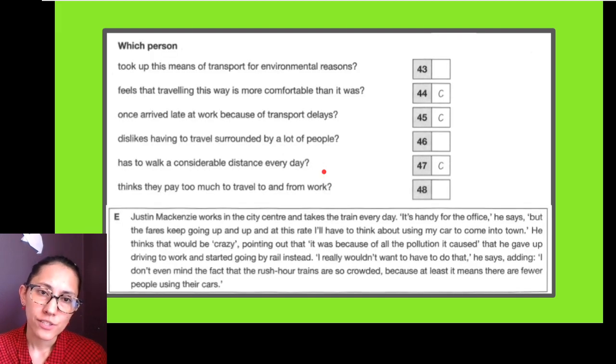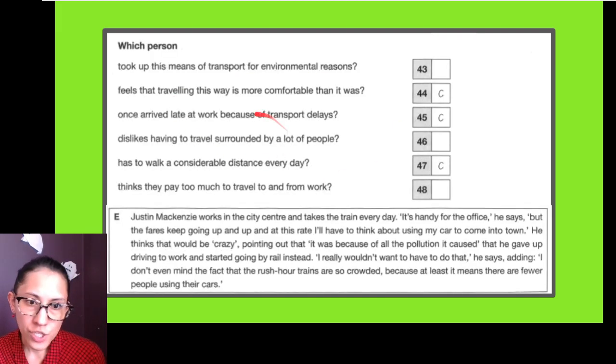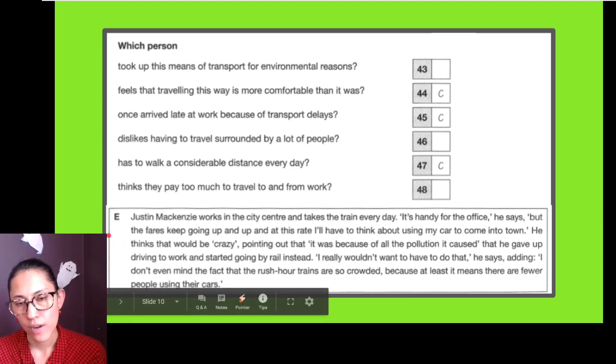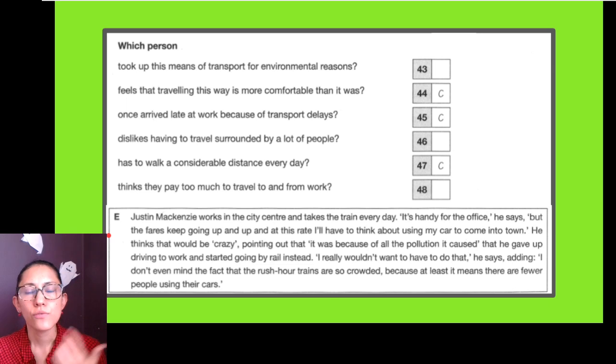Now there's a little exercise here. The same questions, but now we have a different person. So you need to stop the video right now, read the questions again if you want to, and find out if letter E answers 1, 2, or 3 of the questions. In your notebook, write questions 43, 46, and 48, and then write or tick in front of the questions that letter E is answering. So please stop the video right now, and then you will discover your answers.